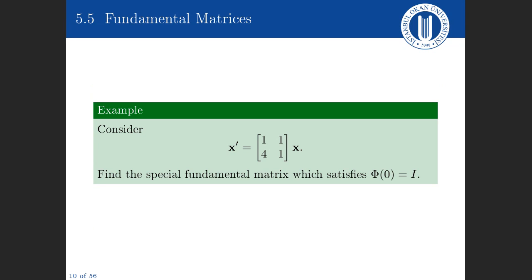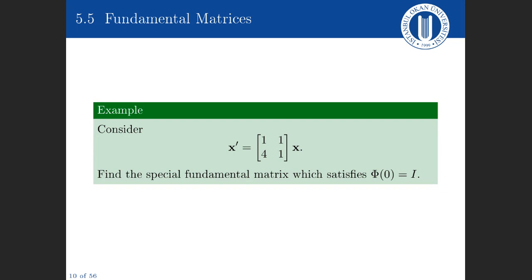When I write questions, you'll see that sometimes I say find a fundamental matrix, and then there's infinitely many correct answers. You could give any one of those as your answer. Sometimes I will ask for the special fundamental matrix. If I ask for the special fundamental matrix, then there's only one correct answer to the question.